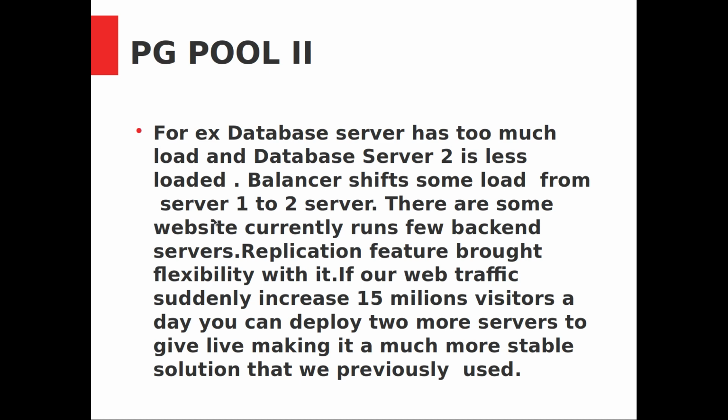So some websites currently run on a few backend servers. The replication feature brought flexibility with it. If our web traffic suddenly increases to 50 million visitors a day, you can deploy two or more servers to go live, making a much more stable solution than we previously used. That is the specialty of the Postgres server, a relational database server. These backend servers are very important, and database servers are the most important because all the information is in the database server.